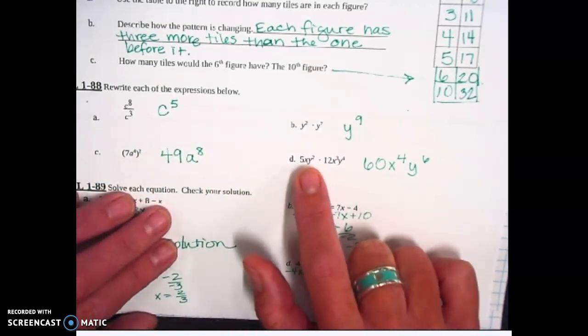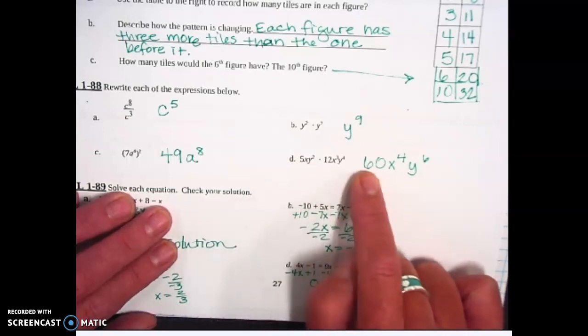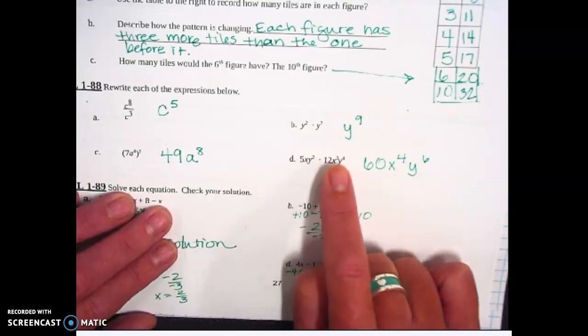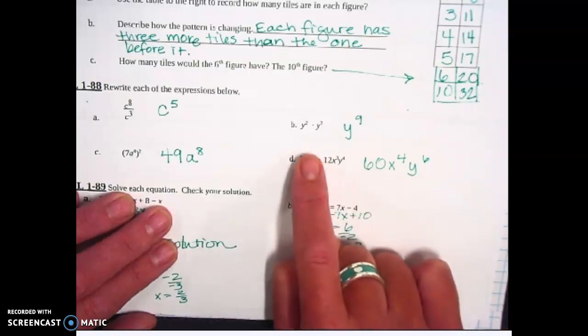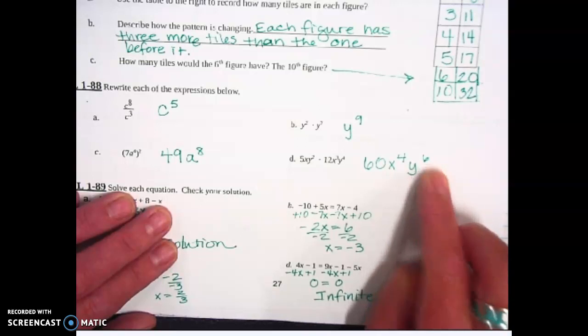Part D, we're multiplying, so the coefficients get multiplied. 5 times 12 is 60. This x has an exponent of 1 that gets added with the exponent of 3, so we have x to the 4th. Y to the 2nd and y to the 4th, the exponents get added, so y to the 6th.